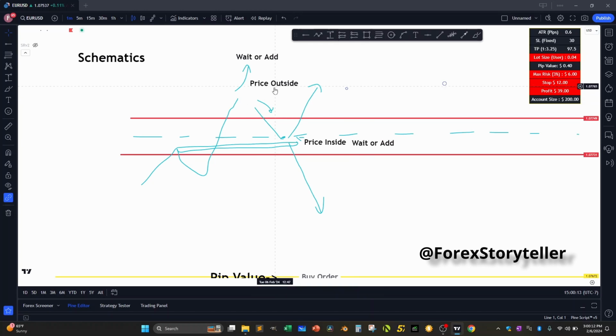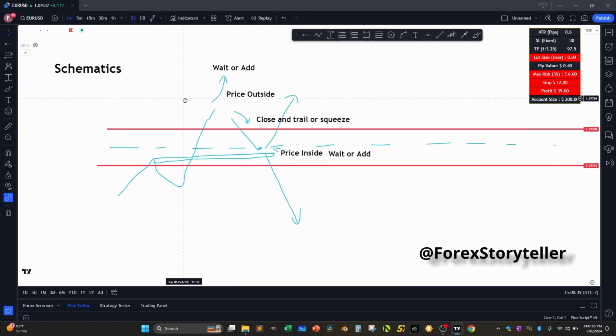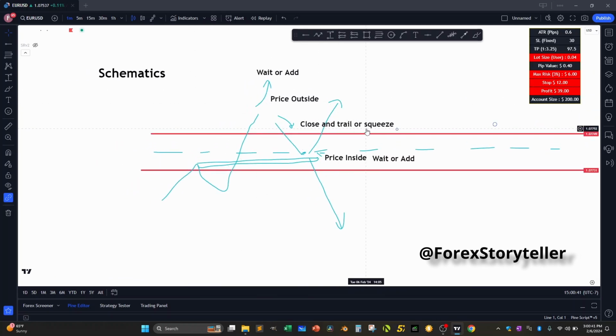If you think it is going to reverse, then you would actually close and trail or squeeze, as the Hedge Channel placed it and called it. So I actually like that terminology. It's pretty good because you are squeezing that trailing stop down. So it makes a lot of logic to go with that. Now you can use that technique of squeezing or trailing however you like.